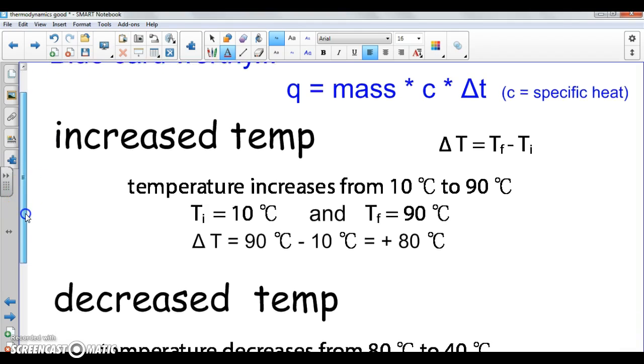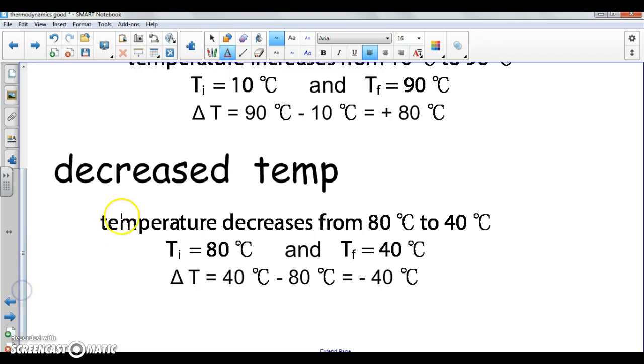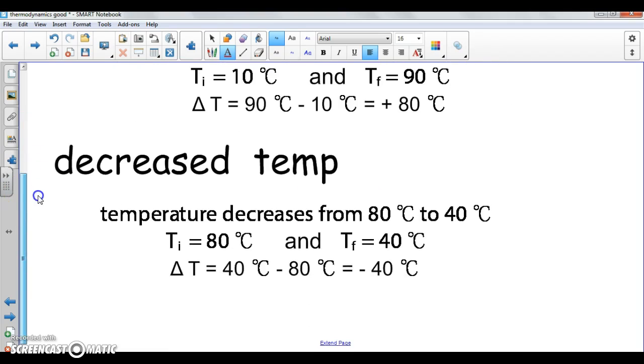However, if we know there's a decrease in temperature, for instance, from 80 degrees Celsius to 40 degrees Celsius, then the beginning temperature is 80, and the final temperature is 40. If I plug that into the delta T equation, then 40, my final, minus 80, my initial, gives me a negative 40 degrees Celsius. Let me repeat that. Delta T here would be, for the example we have, final minus initial. My final temperature was 40 degrees Celsius, and I subtract my initial temperature of 80 degrees Celsius, and I get a negative 40 degrees Celsius. Meaning that if temperature is decreased, you're going to have a negative temperature, and if temperature increases, you're going to have a positive value of temperature.